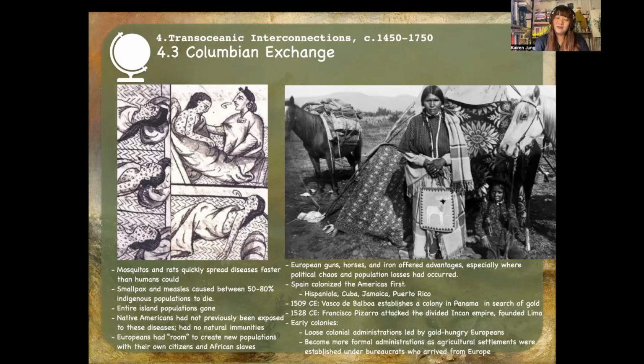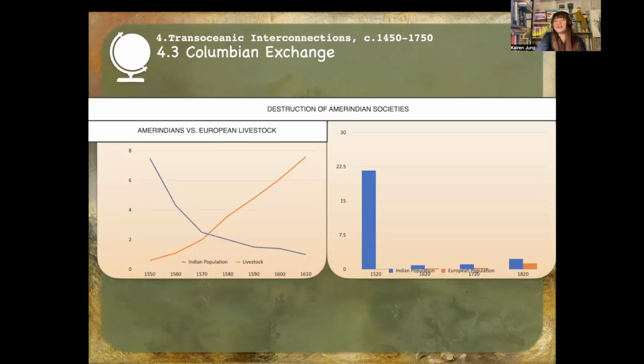Early colonies were loose colonial administrations led by gold-hungry Europeans. They became more formal administrations eventually, as agricultural settlements were established under bureaucrats who arrived from Europe. When we look at the destruction of Amerindian societies, intentional or otherwise, it was nearly total.